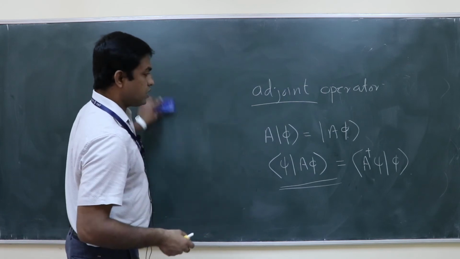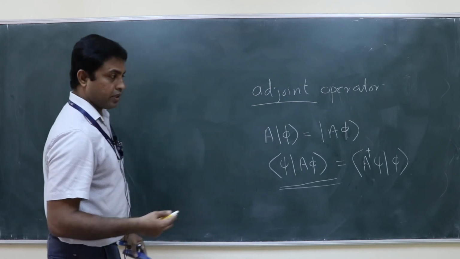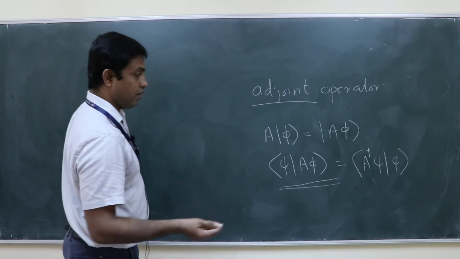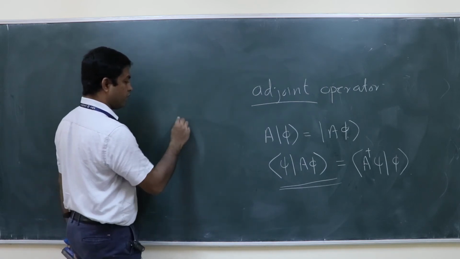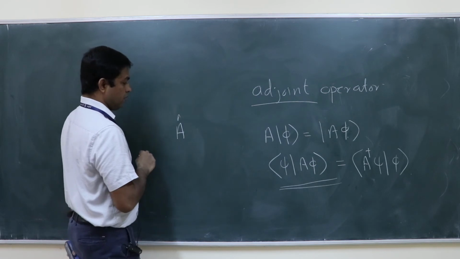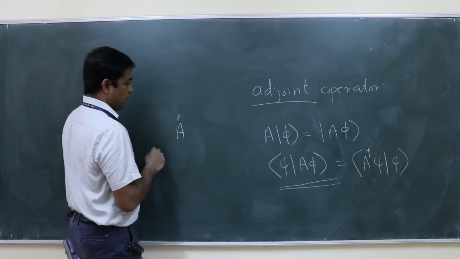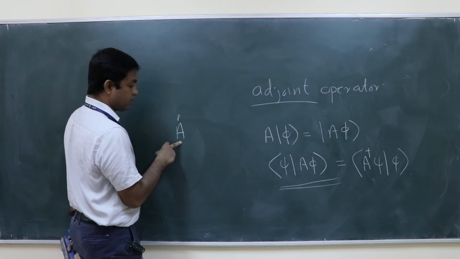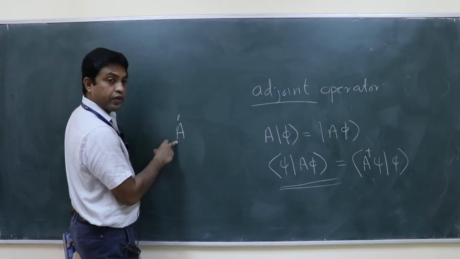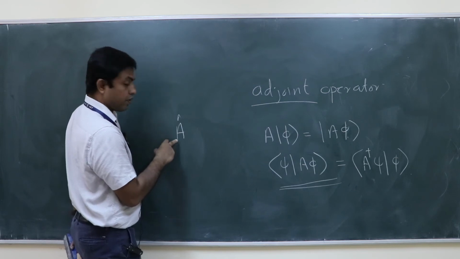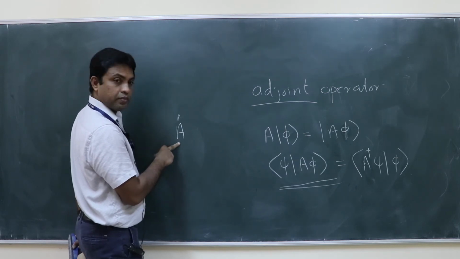So in the case of finite dimensional matrices, finite dimensional vector space, if I have an operator A, how do I find the matrix elements of this operator A? I have an operator A. How do I find out the matrix elements of this operator A?